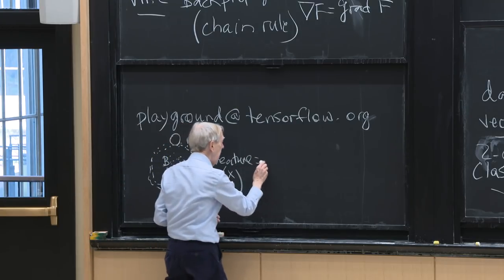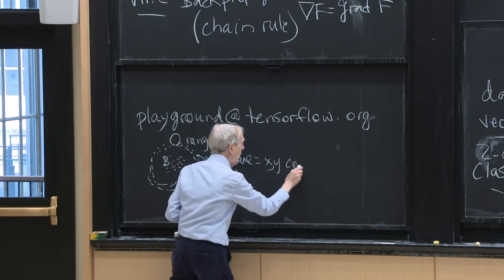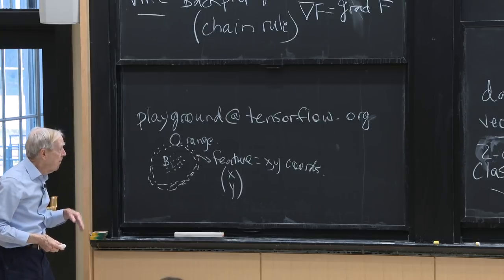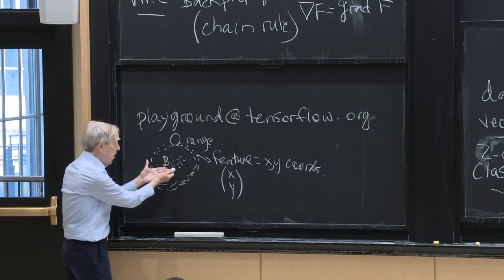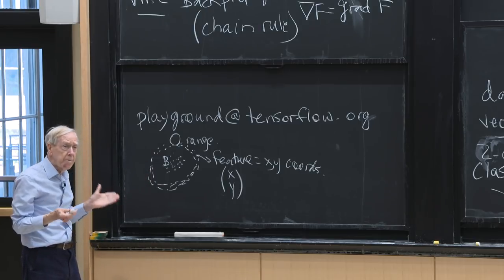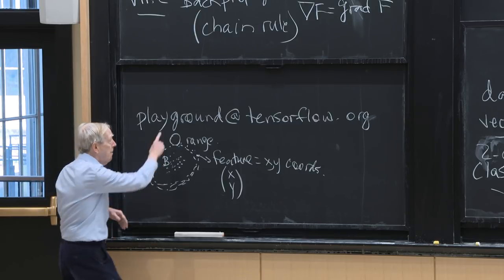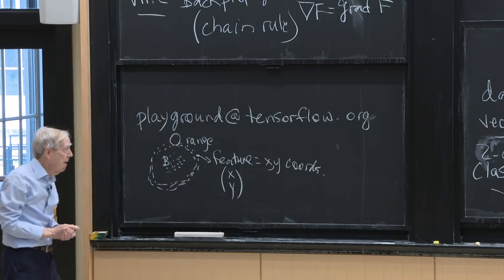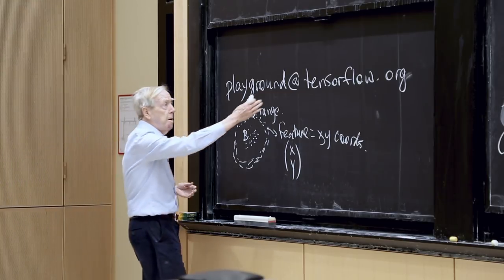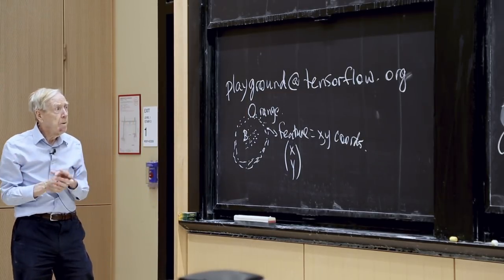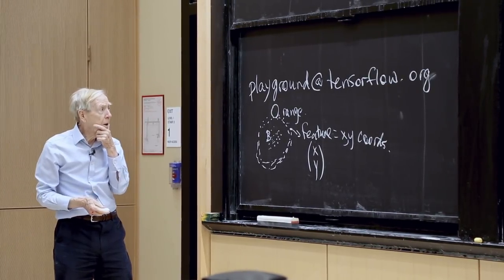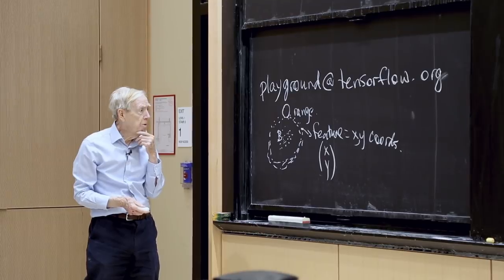Features are the x, y coordinates of the points, and our job is to find a function that's positive on these points and negative on those points. So there's a simple model problem. And I recommend it. If you're an expert in deep learning, this is for children, but morally, I certainly learned from playing in this playground.